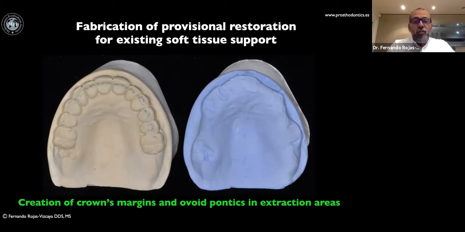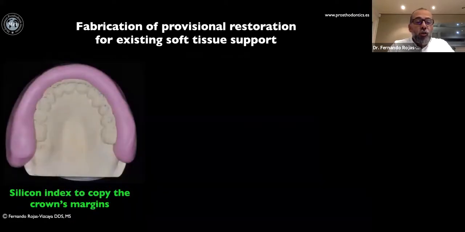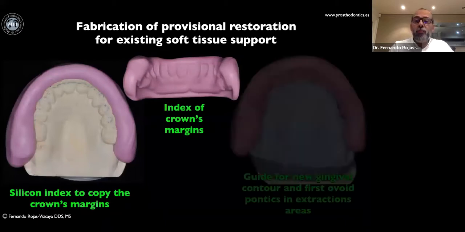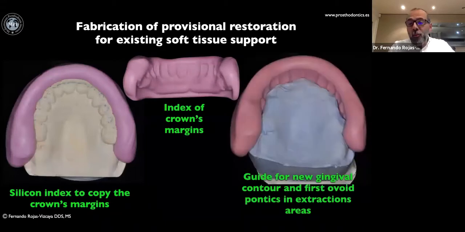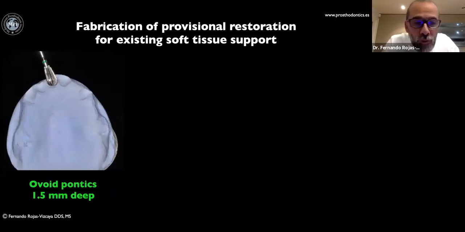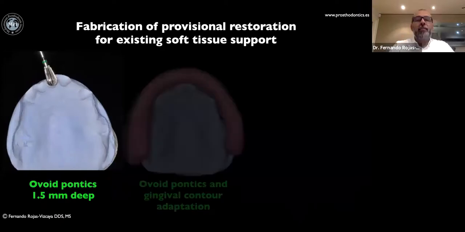In one of the models, I make the wax-up and I duplicate this wax-up. All these models are in the articulator, right? From one of the models, I make a silicone index to copy the margin of the crown, because it is the point of reference to plan the case. And now, using the model where I make the extraction, I check what the margin is and create the ovate pontic just for the teeth that I will extract.